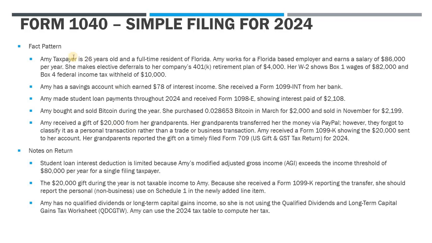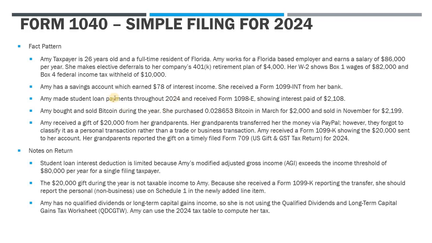So, the fact pattern we have here, we have Amy, the taxpayer, 26, and a full-time resident of Florida. Amy works for a Florida-based employer, and her salary is $86,000 a year. Now, during the year, she made deferrals to the company's retirement plan of $4,000. And so her W-2 shows Box 1 wages of $82,000. And she had federal income tax withheld from her wages of $10,000.